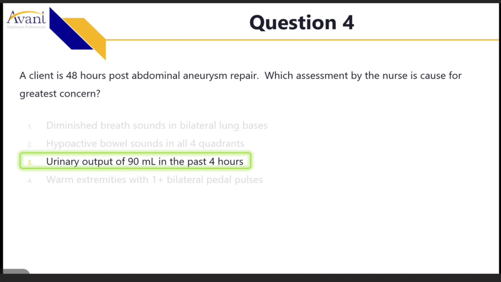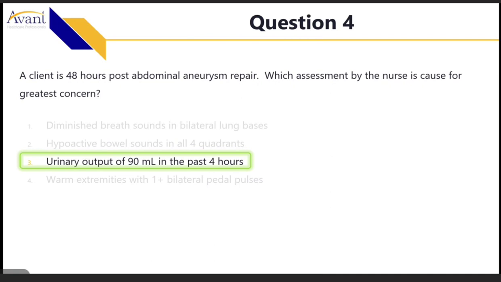The same thing with number 2. I don't think anybody actually picked number 2, but hypoactive bowel sounds in all 4 quadrants, again, the same thing. General anesthesia slows everything down, so they may still have some of that there, right? Number 4, some people chose this because of that 1+ bilateral. They're like, oh, that's not good perfusion to the feet. Well, we don't have anything to compare it to, number 1, but the extremities are warm, right? So blood is getting there, right? The extremities are still warm.